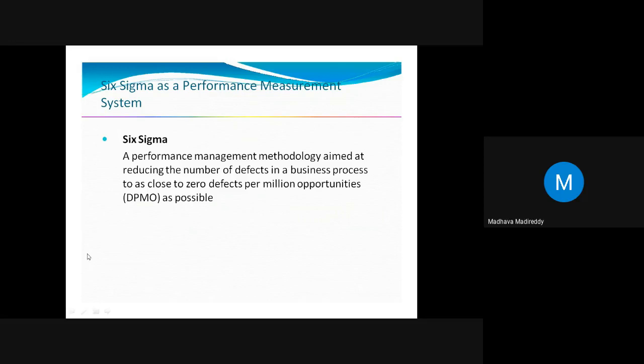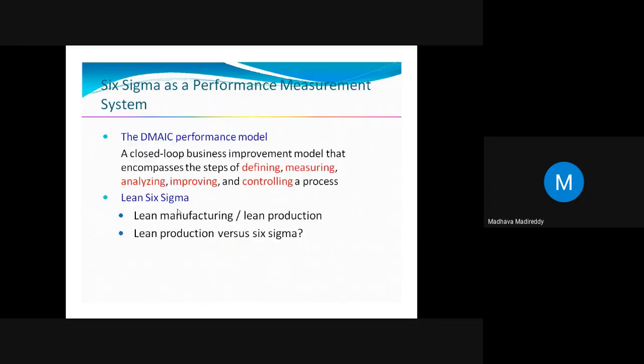If you are familiar with the normal distribution, Six Sigma would be like the 99.9999 percentile, maybe one more 9, 99.99999 percentile. So that means the chance that you will have at least one defective item is very, very small. So Six Sigma is a good performance measurement.